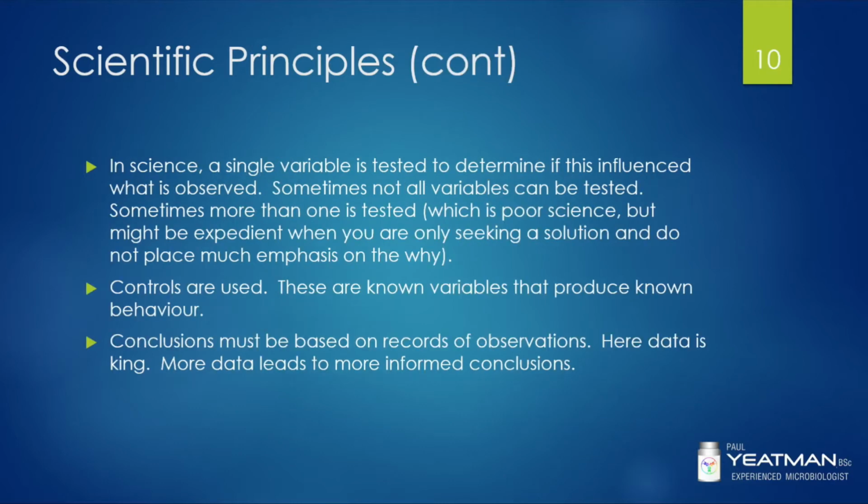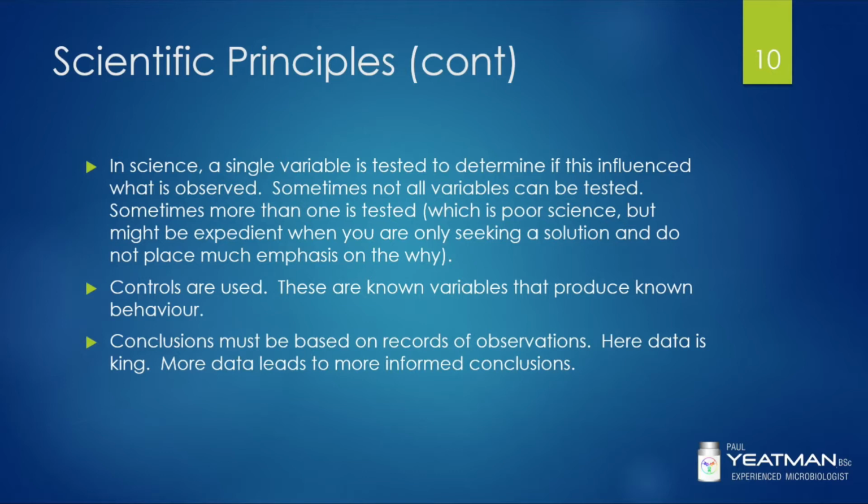So more about scientific principles. In science, a single variable is tested to determine if this influences what is observed. So there's not much point doing an experiment where there's 20 variables and you test all 20 variables at once, because you won't know what variable altered the result of the experiment, assuming there was a different result. So you've got to test variables each time, so then you know what the root cause of a problem was or what the actual variable does.